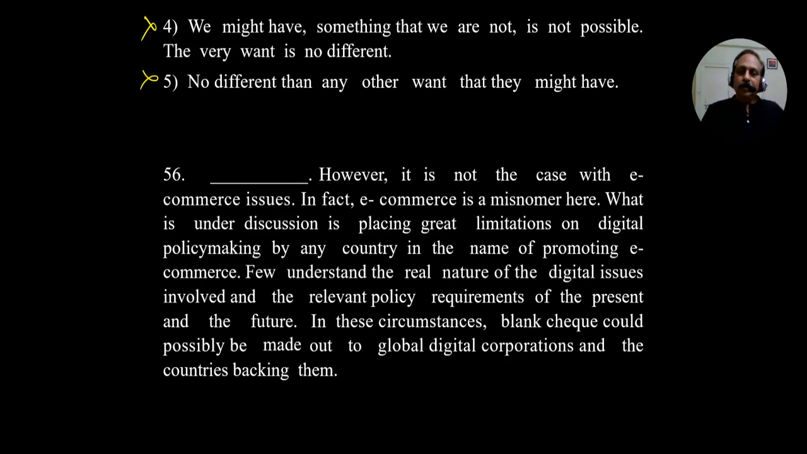56. However, it is not the case with e-commerce issues. In fact, e-commerce is a misnomer, means not the right word. What is under discussion is placing great limitations on digital policy making by any country in the name of promoting e-commerce. Few understand the real nature of the digital issues involved and the relevant policy requirements of the present and the future. In these circumstances, a blank check could possibly be made out to global digital corporations and the countries backing them.